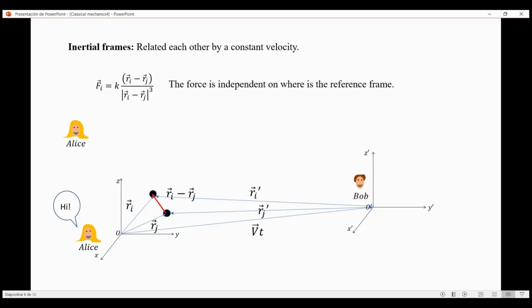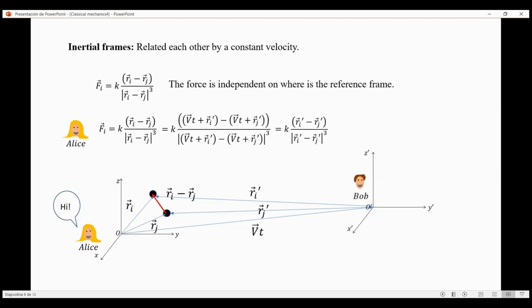The Coulomb force that Alice measures is this, as we showed before. But r sub i, by the rule of summing vectors we've got here in the drawing, is just r prime sub i plus Vt, and r sub j is r prime sub j plus Vt. The Vt terms cancel out, and we finally get the same expression with primes, that is the force referred to O prime, X prime, Y prime, Z prime, where Bob is.